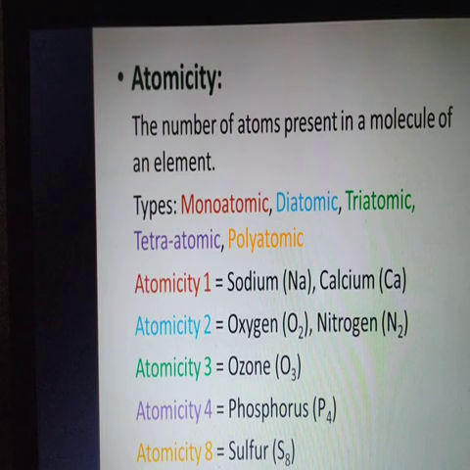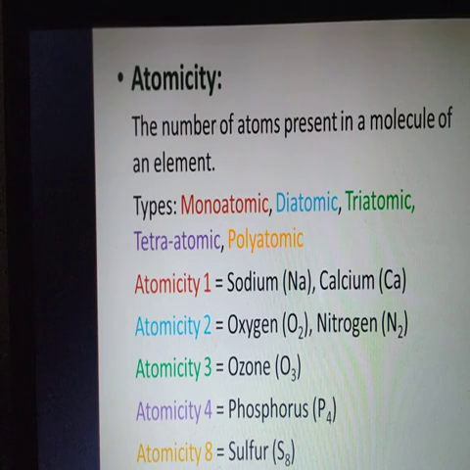As the class is going on, I'll request you to just listen to what I'm saying very carefully. Try to understand, and I don't think it will be very difficult for you. So, atomicity is simply the number of atoms present in one molecule. That's it. For any element, we consider how many atoms are present in the molecule of that element.